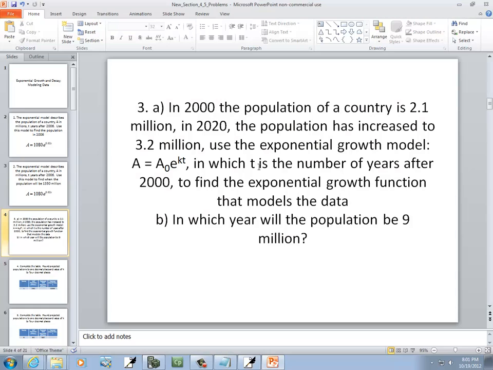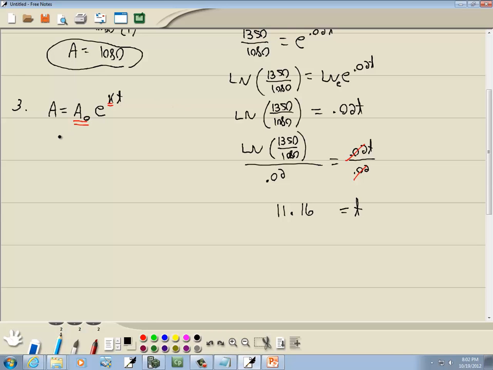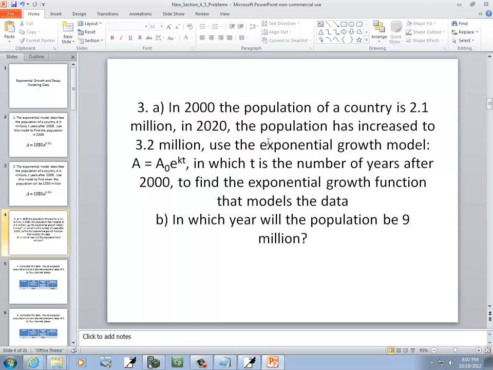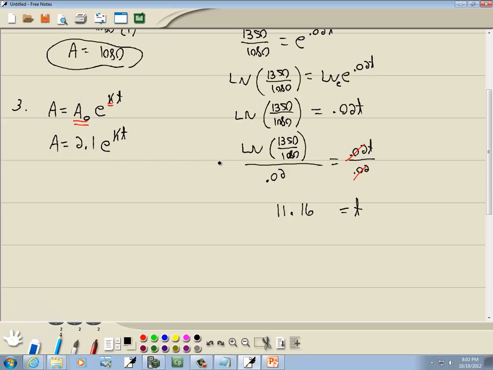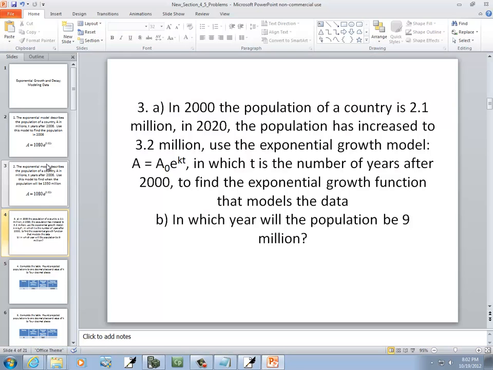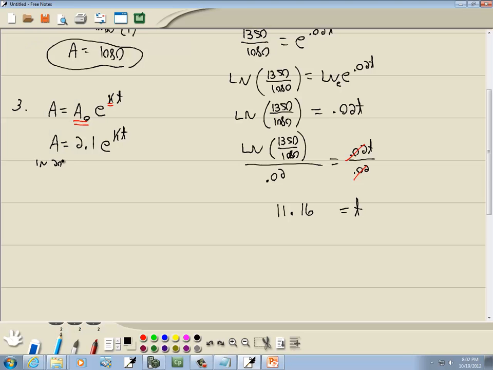In 2000, and it says in which t is the number of years after 2000. So in 2000, which is the start of time for this model, the population of a country is 2.1 million. So they're telling us right away that A sub naught is 2.1. So we found one of the pieces. We just need to know what k is. It says in 2020 the population has increased to 3.2 million.